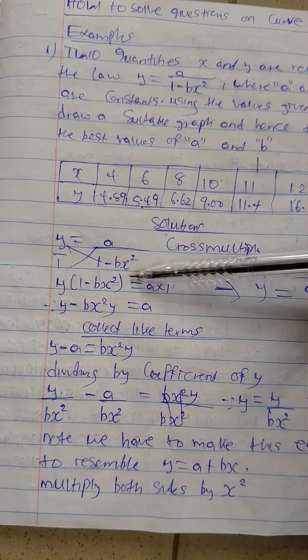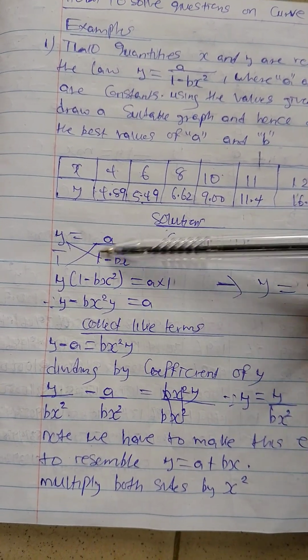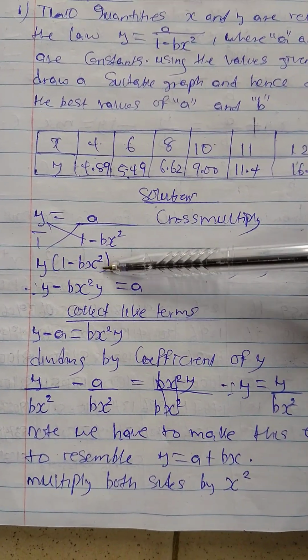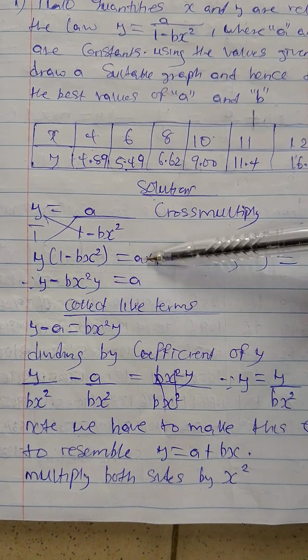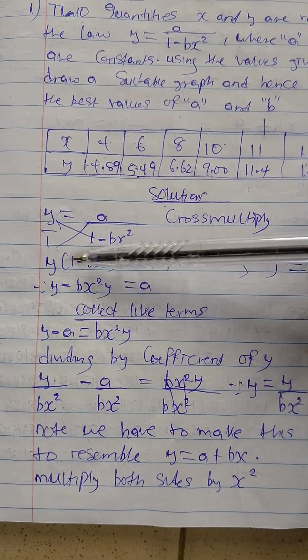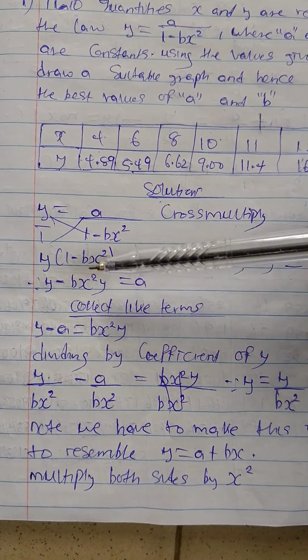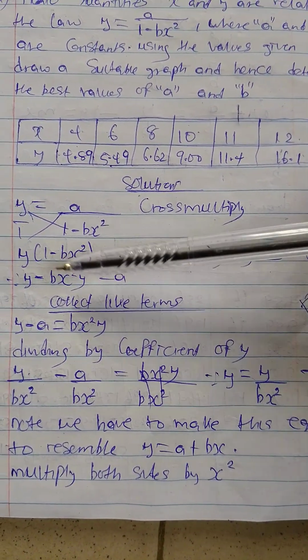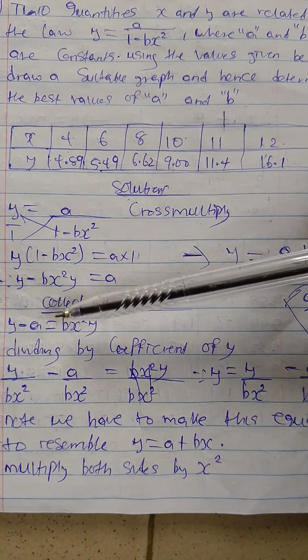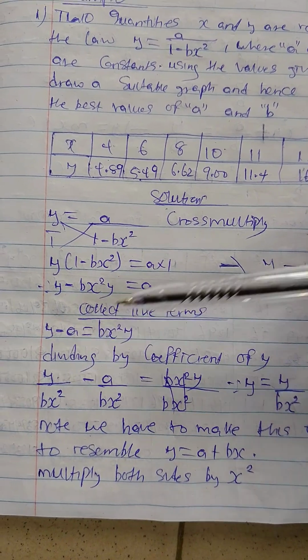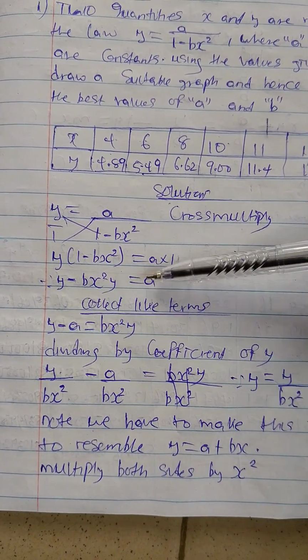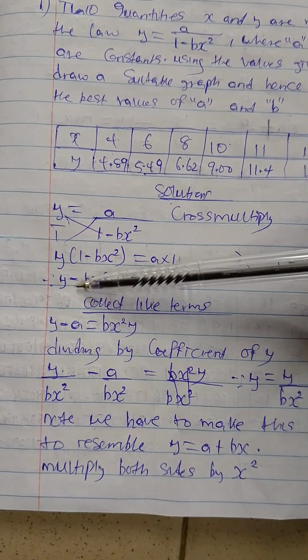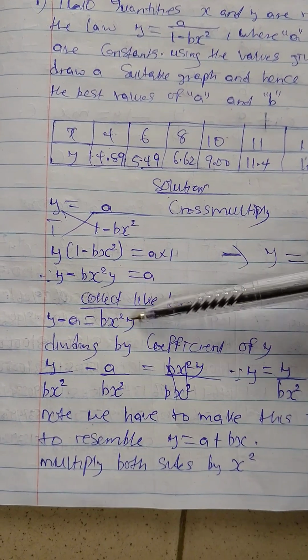Now cross multiply: y times this is equal to a times 1, which is y bracket 1 minus b squared equals a times 1. So y times 1 is y, minus y times b squared, which is b squared y, equals a. Now collect like terms: the a crosses over here, so y minus a is equal to b squared y.